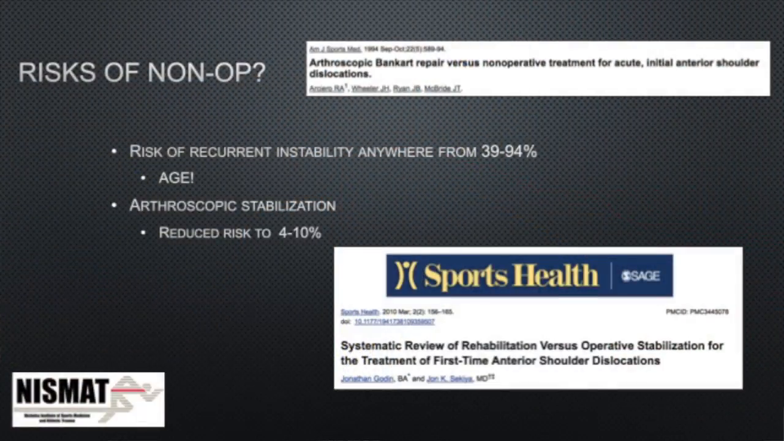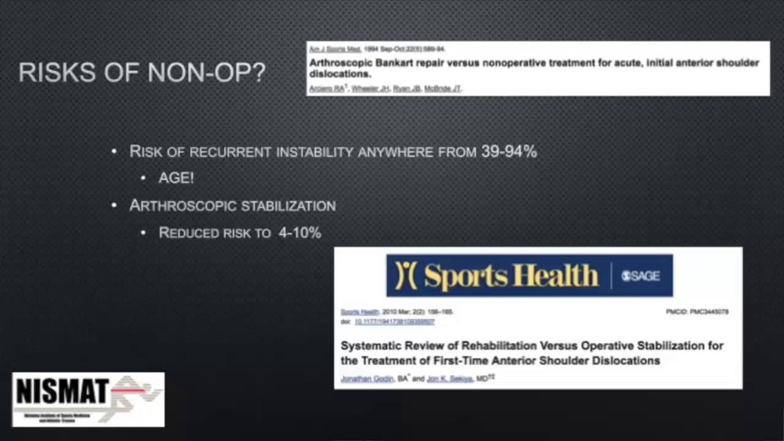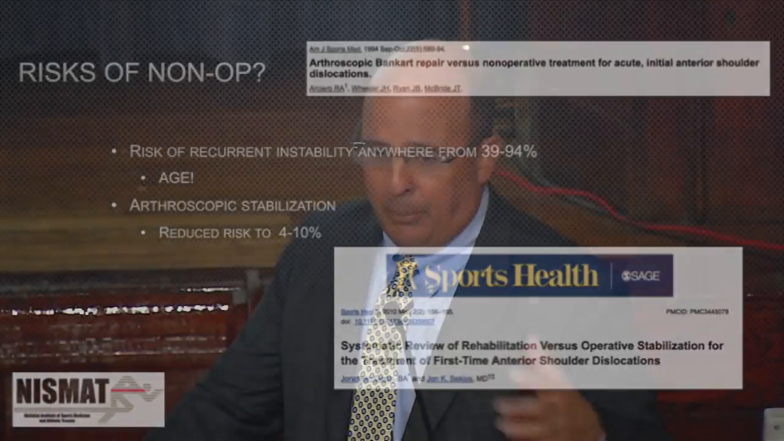We say if we don't operate them, they have a 35 to 40% chance of redislocation depending on the age of the patient. If you do an arthroscopic stabilization, you can reduce that to somewhere between 4 and 10%. And newer techniques are developing all the time, which allows us to be even better at this.